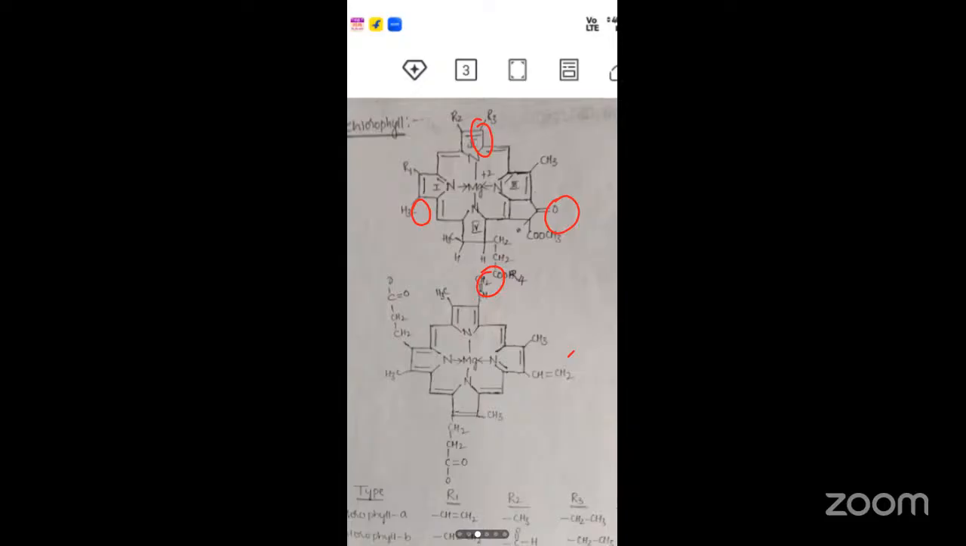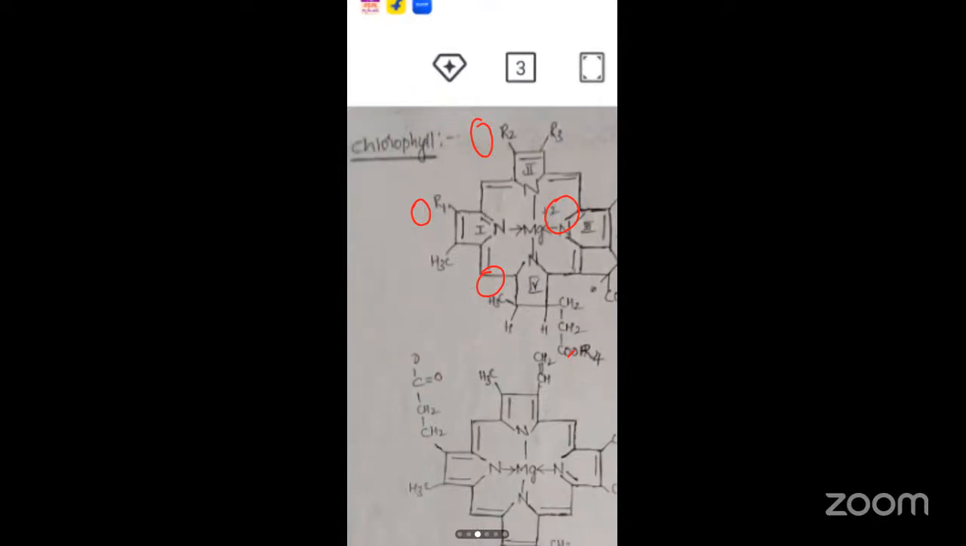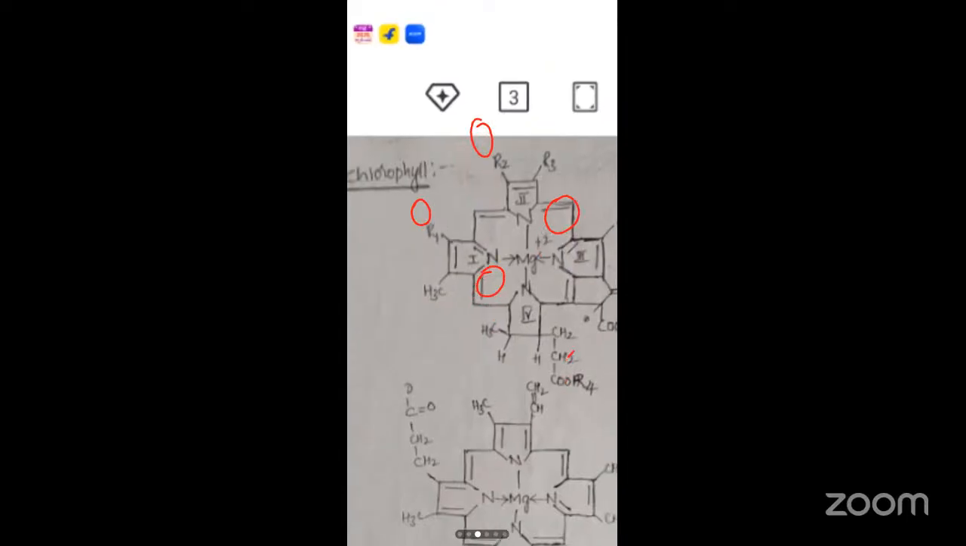There are four pyrrole rings, no? In these pyrrole rings, different rings contain different R groups. R means alkyl groups are contained. Based on the R groups, we can explain the chlorophyll structure.